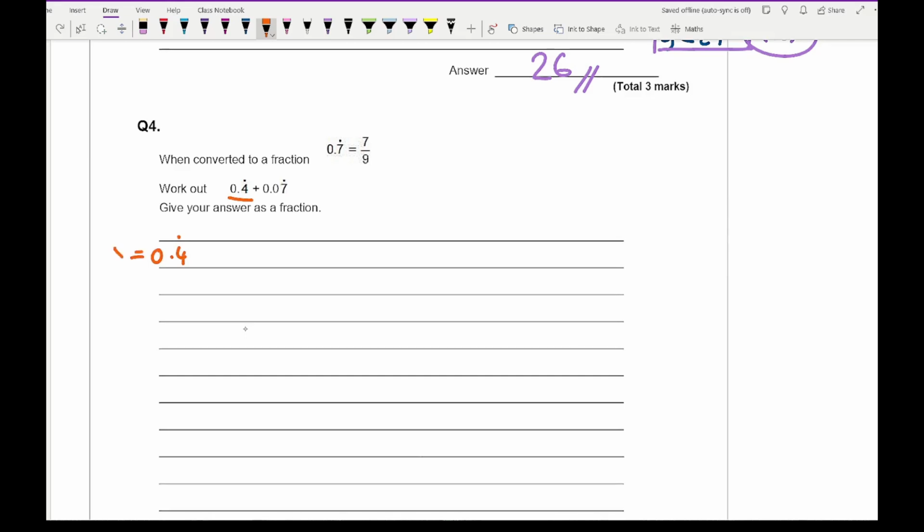So if I make that equal to x, then I multiply both sides by 10. So we get 4.4 recurring. So what I end up with is 10x equals 4.4 recurring and single x equals 0.4 recurring.